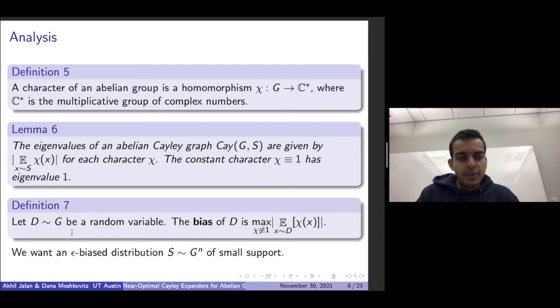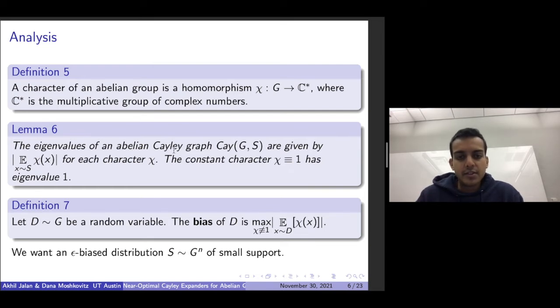Okay, so let's move on to the analysis of the wide replacement walk. First, we'll need to fix some more definitions. First of all, the way we define the spectrum of a Cayley graph is with respect to its characters. A character of an abelian group is just a group homomorphism from G into the multiplicative complex numbers. It's known that if I have a Cayley graph for an abelian group G with generating set S, then the eigenvalues are defined by taking any character and then looking at the expectation of that character on S. So the choice of S determines the value of this expectation, which in turn determines the eigenvalues.